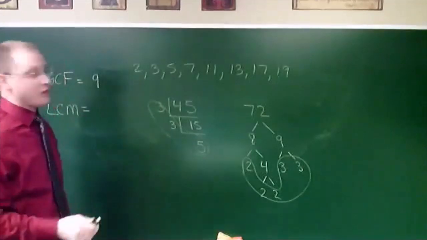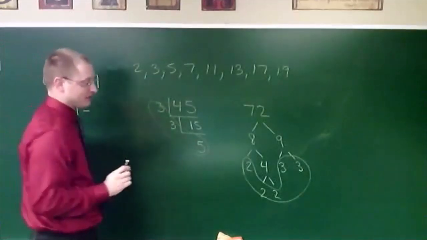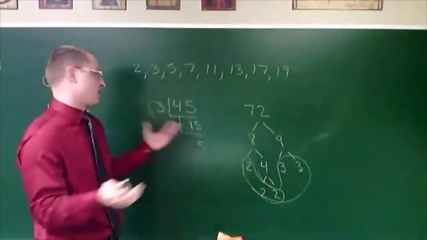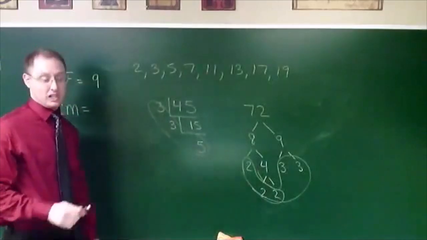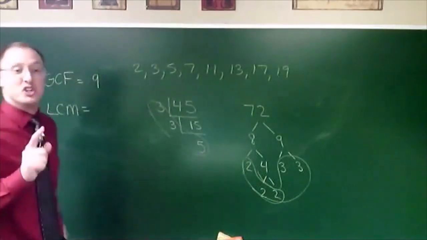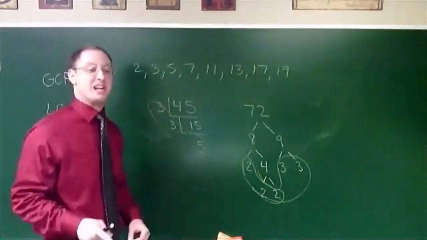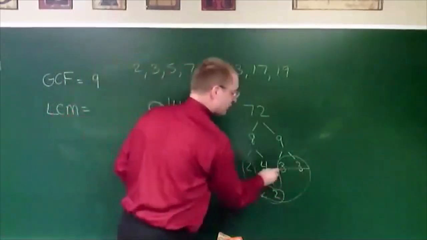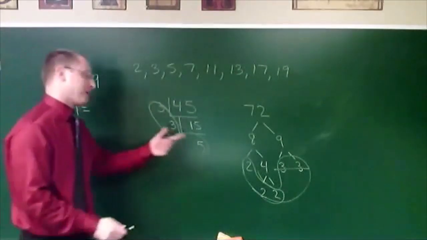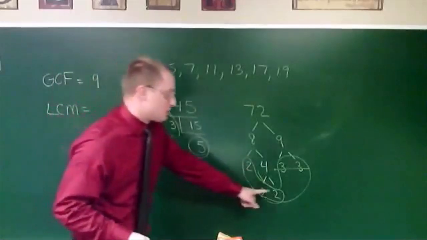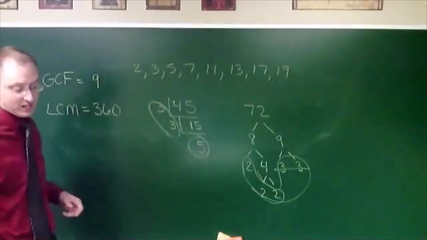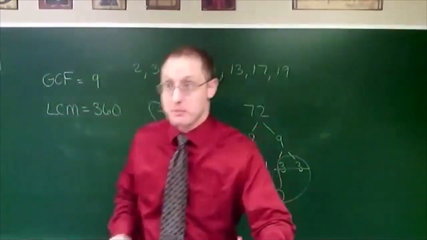If I want to know the least common multiple, I'd have a contest, and I pick the winners. The winner of the twos is the 72, in fact, by default, because the other one didn't even try. The winner of the threes is the 45. If it's a tie, just pick one. The 5 wins by default. So 2 times 2 times 2 times 3 times 3 times 5 gives us the least common multiple of 360.